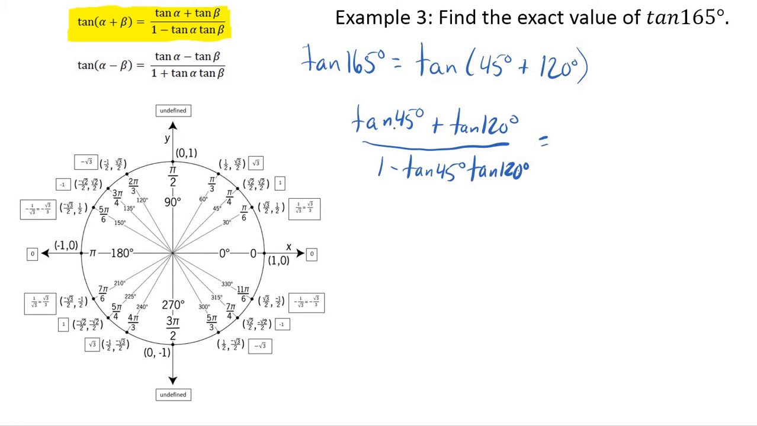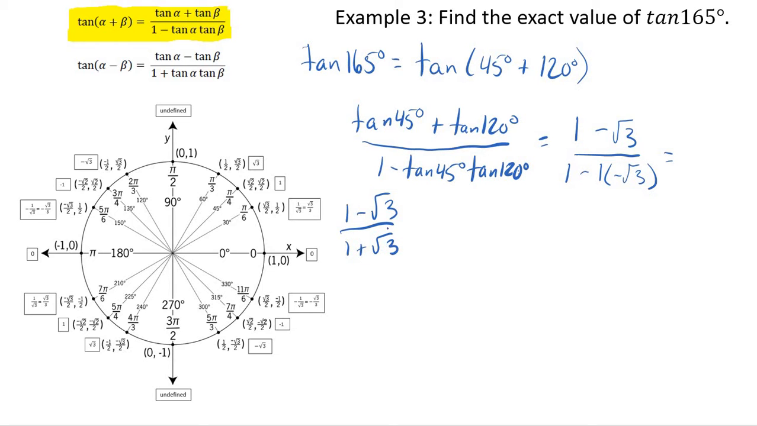Okay, now let's substitute these values. Tangent of 45. Here's a nice thing about this unit circle I gave you. It's got the tangents right on here. So that's just 1. Tangent 120, if we go find that, well, it's actually negative root 3. So 1 minus root 3 all over 1 minus, now tangent 45 was just 1, times negative root 3. So notice what we get. We've got 1 minus root 3 over 1 plus root 3.